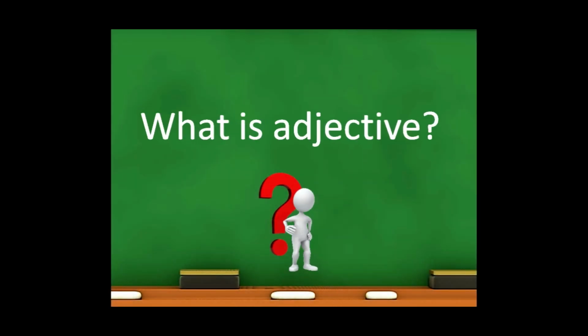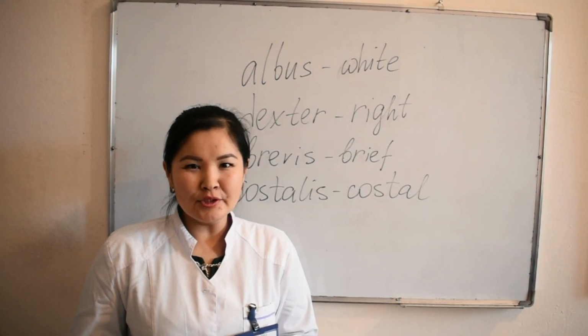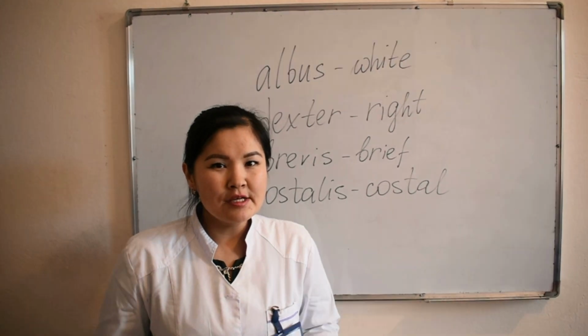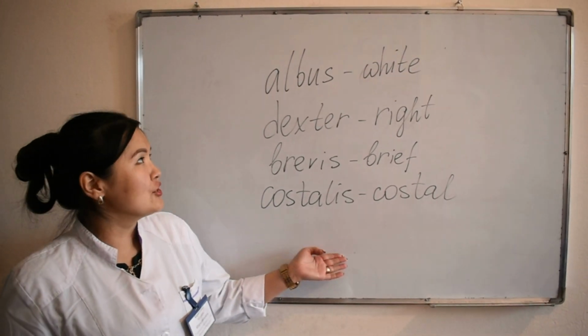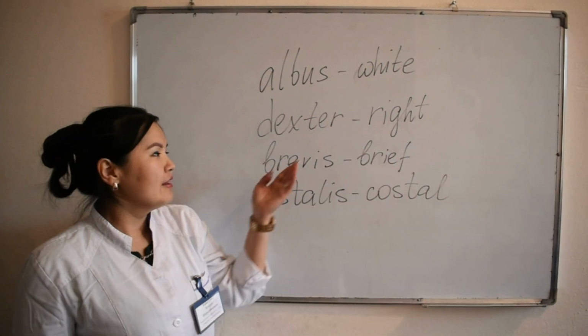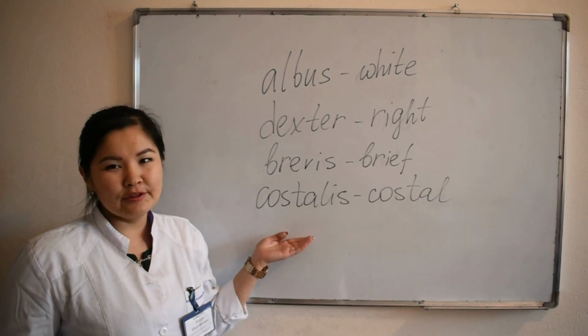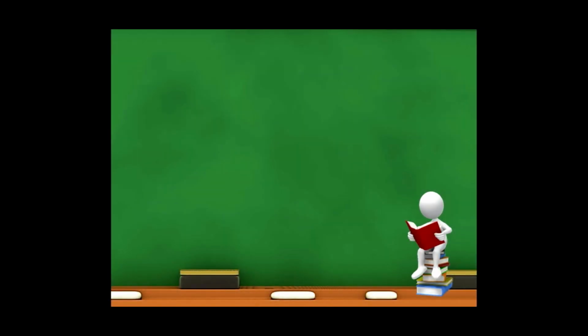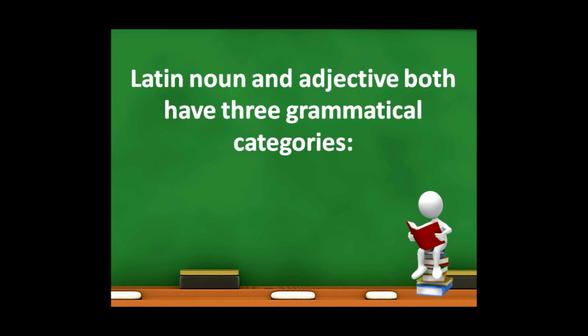What is adjective? Adjective is a part of speech which is used to describe qualities of noun. See examples of Latin adjectives: albus, white, dexter, right, brevis, brief, and costalis, costal. Latin noun and adjective both have three grammatical categories: category of number, category of gender, and category of case.